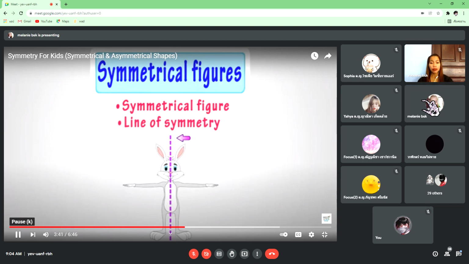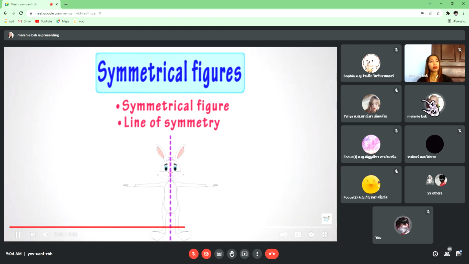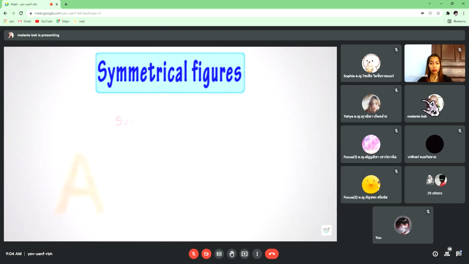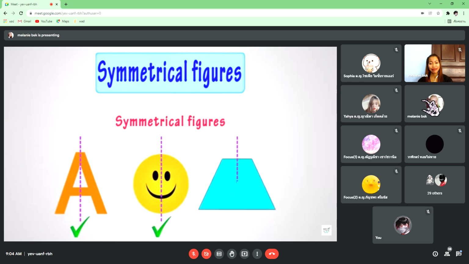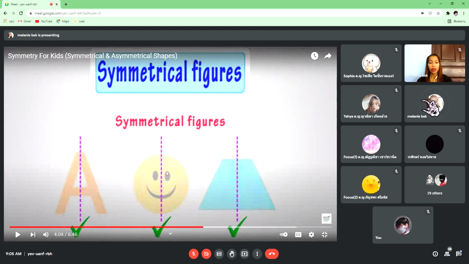This is the line of symmetry. Here are some more examples. This is a perfect example of symmetrical figures. This smiley too. And this trapezium too. Have a look at all these figures.